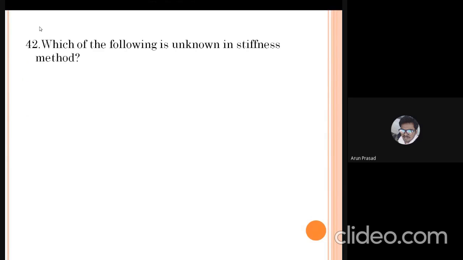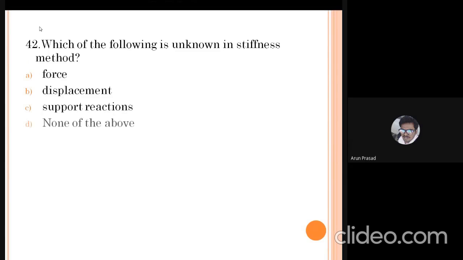So next, which of the following is unknown in the stiffness method? In the stiffness matrix method, which are the unknowns we are using? Force, displacement, support reactions, or none of the above. We know that displacements are the unknowns for the stiffness method, so the answer will be B.